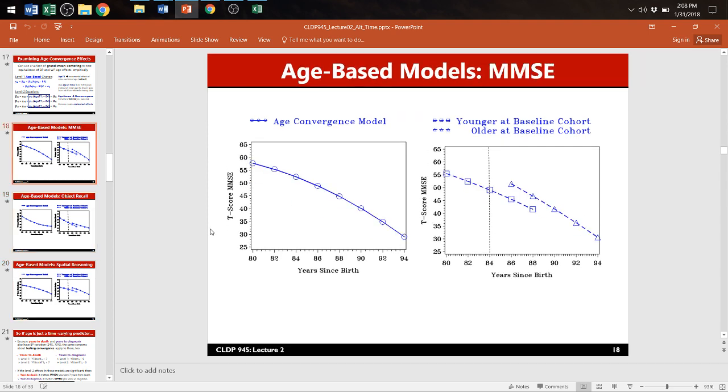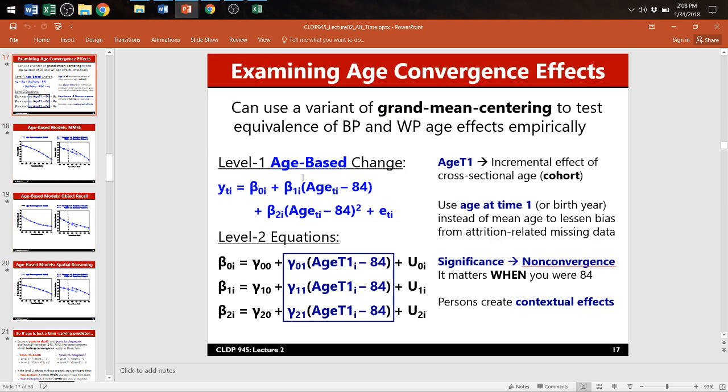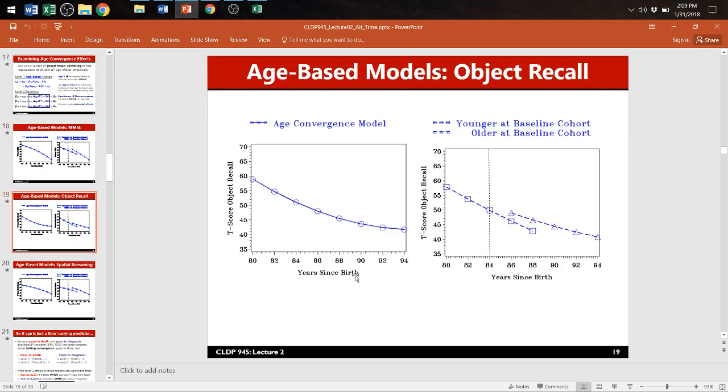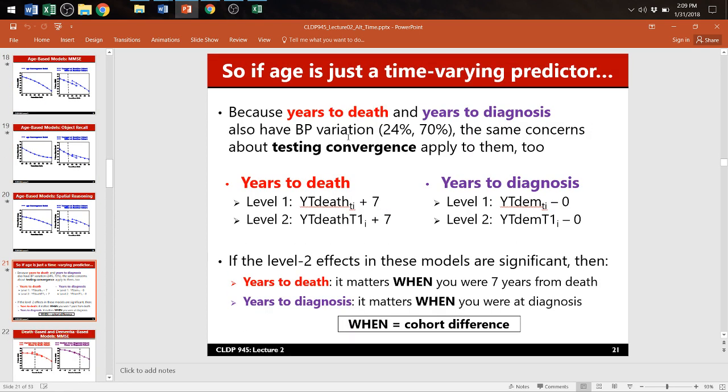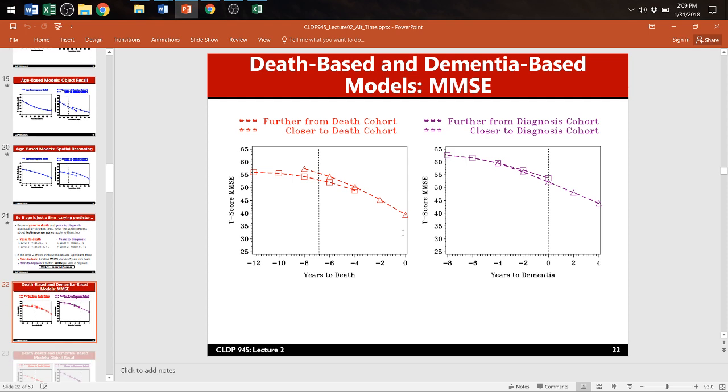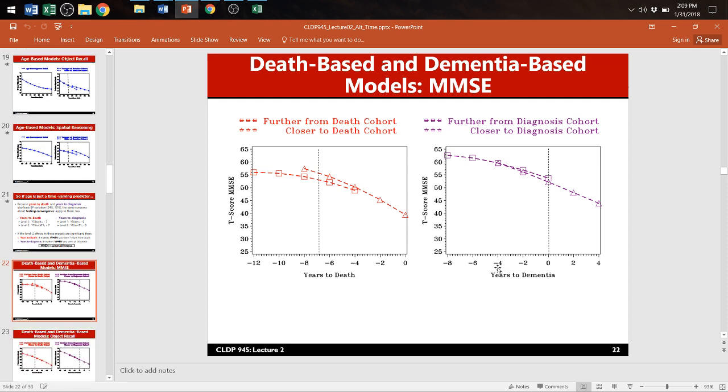So we can do these sorts of age-based models where this is time varying age at level 1 and time invariant age at level 2. We can also use years to death or years to dementia diagnosis because they function the same way. There are between person differences and within person differences in each of these time metrics, and the extent to which their level on each of these variables at the beginning is a significant contributor indicates some kind of cohort difference. There's less of that with these two time metrics.